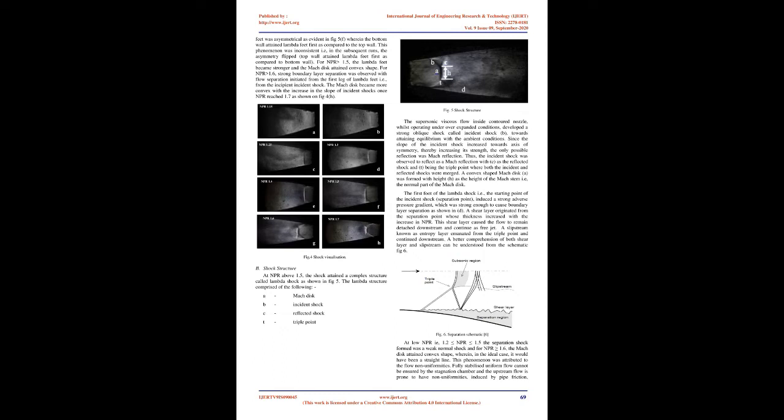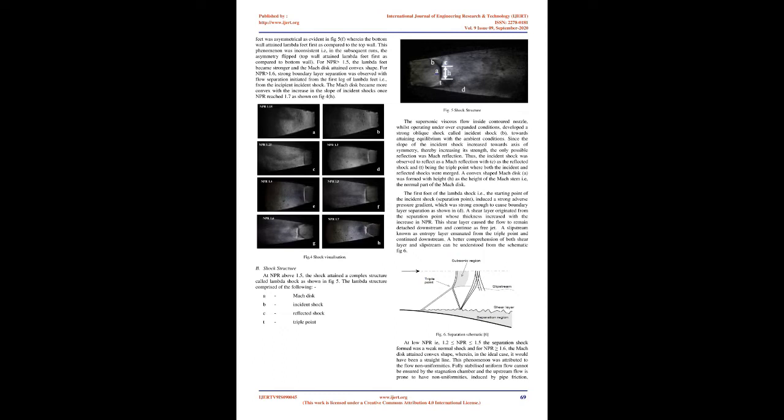With the increase in NPR to 1.4, the shock developed lambda feet, as shown in Fig. 5, E. The formation of lambda feet was asymmetrical, as evident in Fig. 5, F, wherein the bottom wall attained lambda feet first as compared to the top wall. This phenomenon was inconsistent, i.e., in the subsequent runs, the asymmetry flipped, and the top wall attained lambda feet first as compared to the bottom wall.